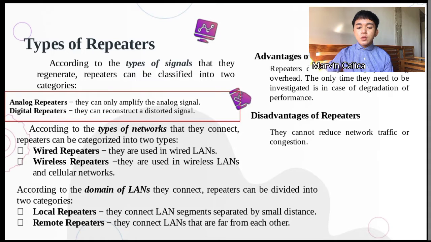The pros of using repeaters are they don't require any processing overhead. The only time they need to be investigated is in case of degradation of performance. But keep in mind the cons. For example, they cannot reduce network traffic congestion. As I said earlier, they can only copy.